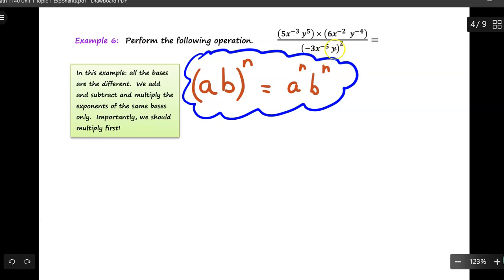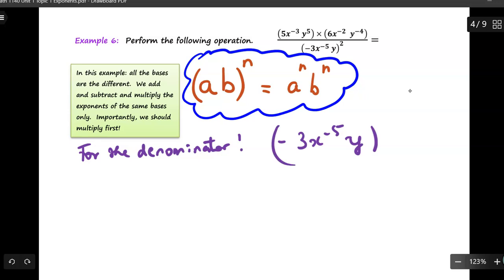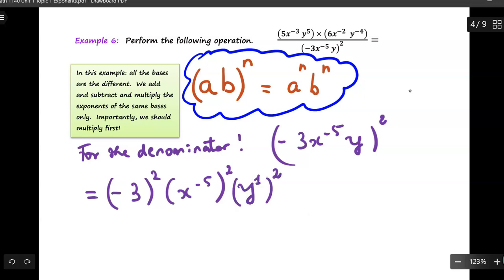So what I will do is I apply it immediately for my denominators. So for this denominator, I will apply this formula, and I raise this to the exponent 2. That means I am going to bring each of these to the exponent 2. I will have negative 3, I raise to the exponent 2. I have x to the negative 5, I raise to the exponent 2. And then I have y, and in here is the 1, and I raise to the exponent 2.